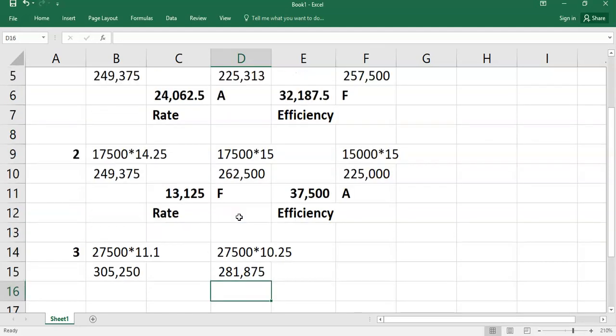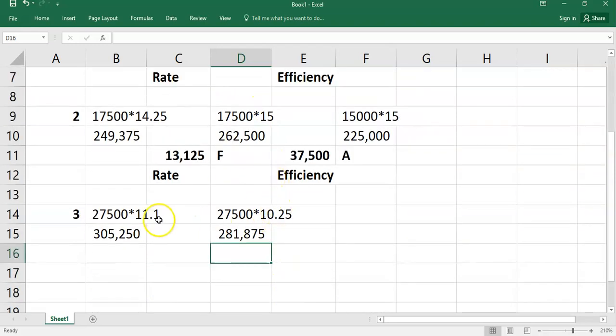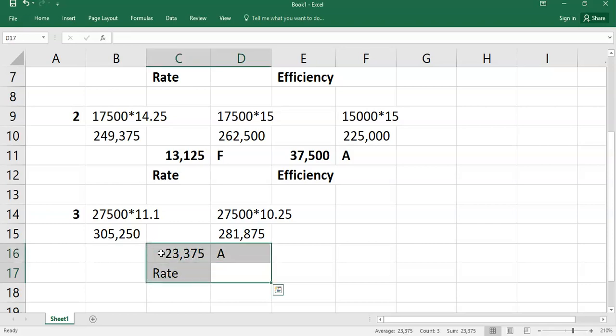And just double check your logic. You expected to pay 10.25, the standard rate. You actually paid 11.10. So that's going to be an adverse rate variance. You paid more than you expected, and that is a rate variance. 23,375.